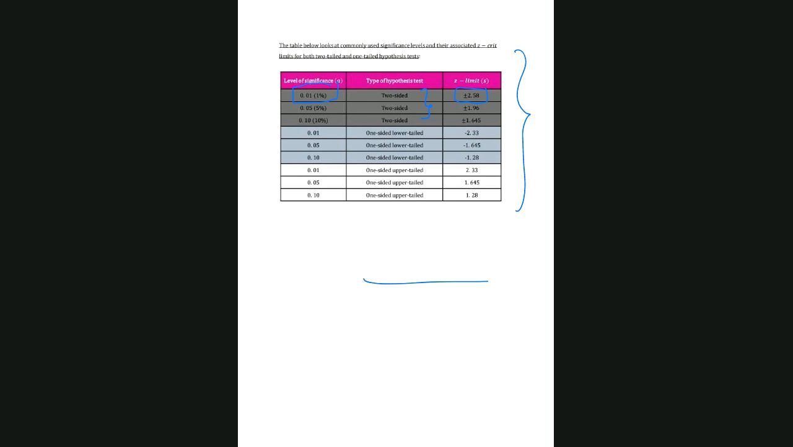So when we draw up that bell-shaped curve, what we're saying is that the positive 2.58, which is why we have a plus and a minus sign here, says to you that on the right-hand side, it is a limit of 2.58. And then on the left-hand side, it's going to be a negative 2.58. So let's go back to the question.